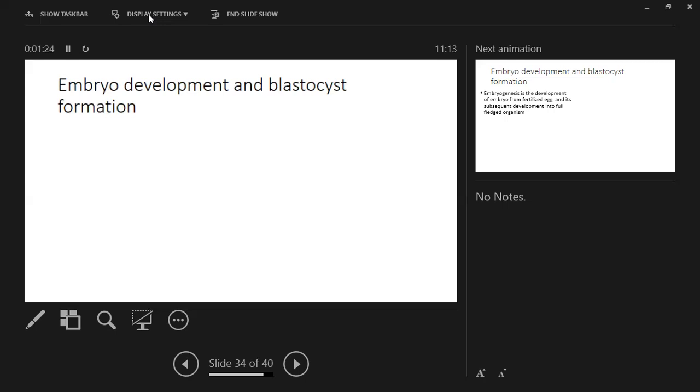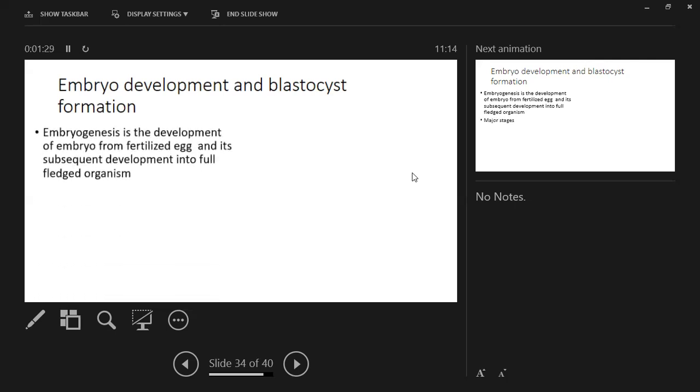So first, embryogenesis is the development. Gametogenesis is the formation of gametes. Sporogenesis is the formation of spores. Similarly, embryogenesis is the development of the embryo from the fertilized egg. How the fertilized egg gets converted to an embryo, and then from the embryo it has to get converted into a full-fledged organism, from embryo to fetus. That is called embryogenesis.